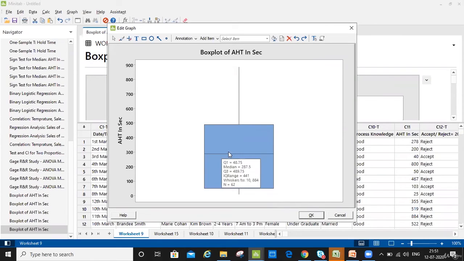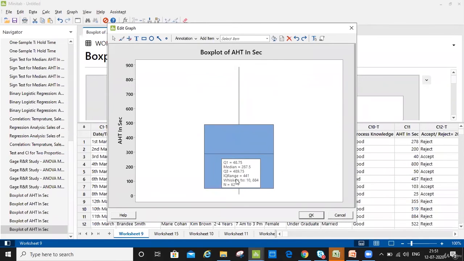So Q2, which is my median 287.5, means 50% of the population is above 287.5, and 50% of the population is below 287.5. It says 25% of the population is in 48.75. 75% of the population is between, so 50 to 75 is between 287 to 489. And the first 25 is 48.75.